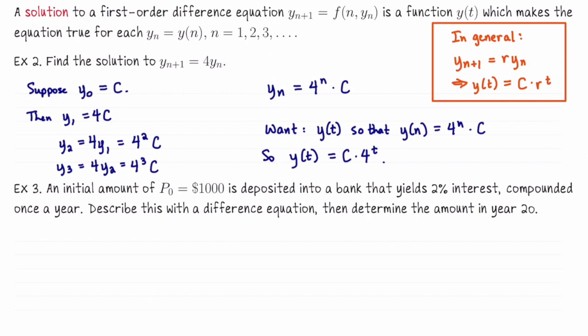So there, t is our independent variable, y depends on t, c is like a parameter that's determined by our initial population or initial quantity, and then r is some kind of rate. Okay, let's apply what we've just done to this problem here. An initial amount of $1,000 is deposited into a bank that yields 2% interest compounded just once a year. Describe this with a difference equation, then determine the amount in year 20.